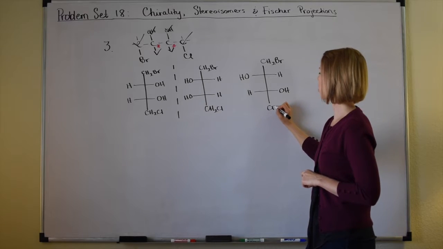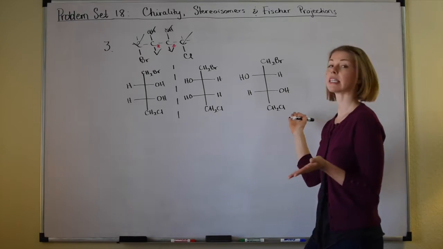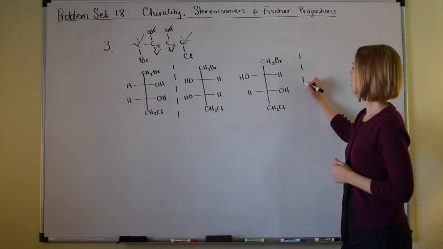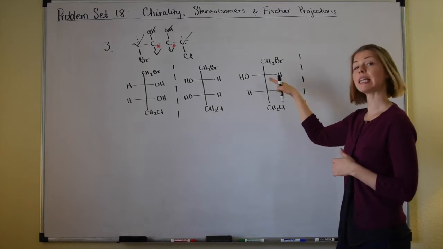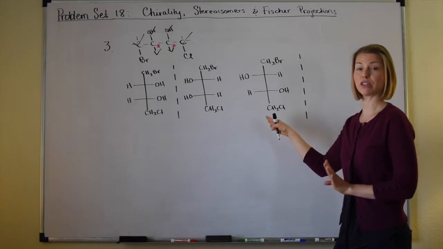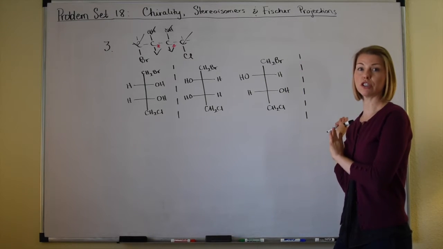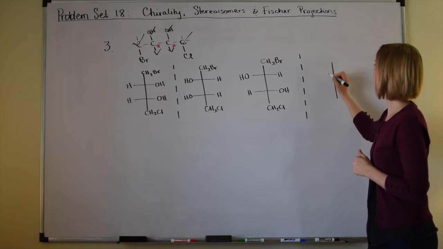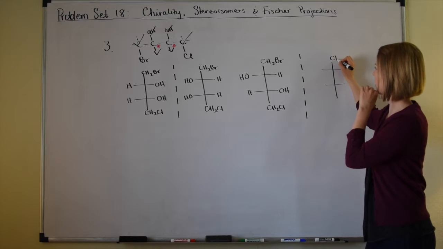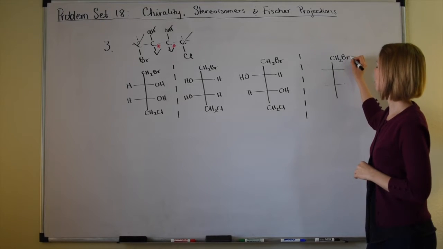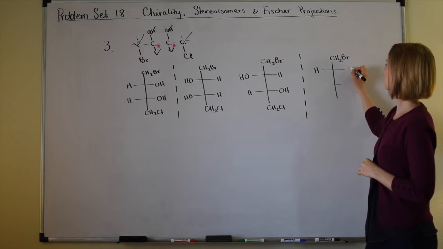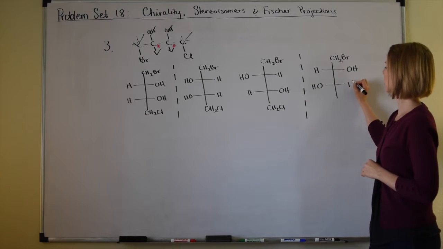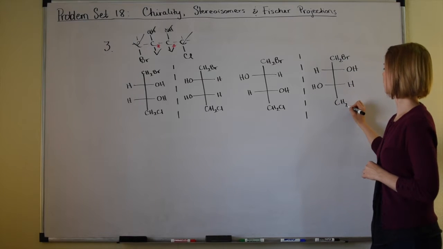So now the OHs are on opposite sides in our Fischer projection. Now let's draw the mirror image, because I don't see any internal symmetry plane within this molecule. So the mirror image should be non-superimposable, another stereoisomer. So CH2Br, my hydrogen reflects. Now my OH here to reflect, and the CH2Cl.